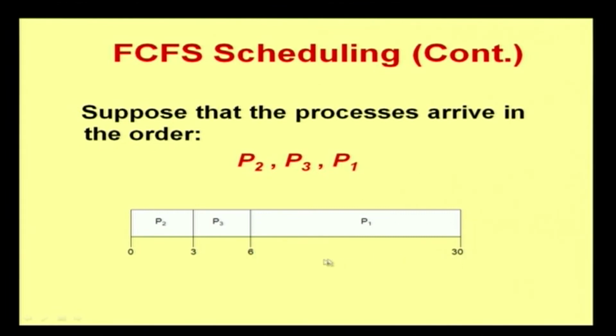Now let us calculate the average waiting time. What is the average waiting time? The waiting time of P1 is 6 milliseconds, since it was waiting for 6 milliseconds. So 6 plus the waiting time of P2, which is 0, so 6 plus 0. What is the waiting time of P3? It is 3. So 6 plus 0 plus 3, divided by 3. What do you get? 3.